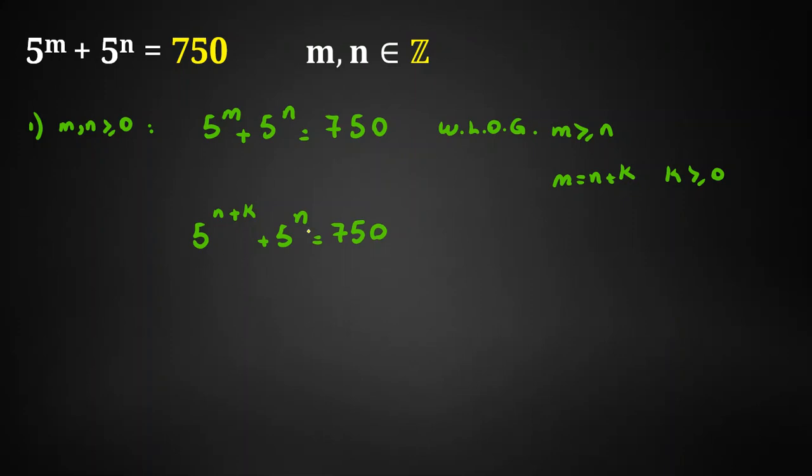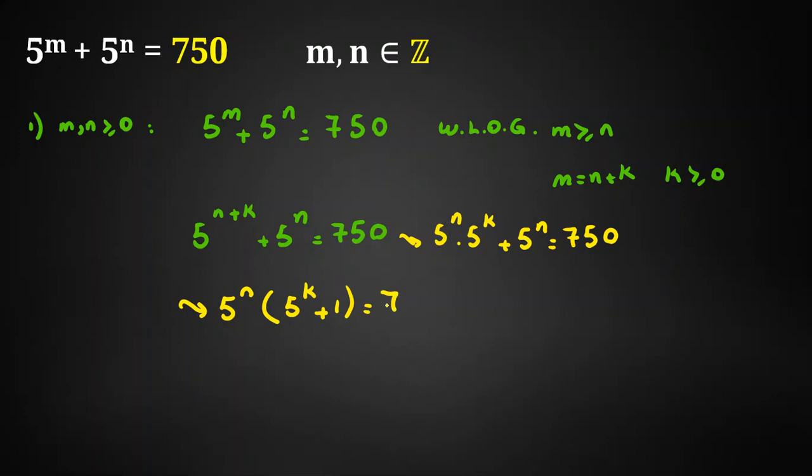Now, we know 5 to the n plus k is 5 to the n times 5 to the k, plus 5 to the n equals 750. Now, we write it as 5 to the n times (5 to the k plus 1) equals 750. If we prime factorize 750, it's 75 times 10. 75 is 25 times 3, and 10 is 5 times 2. So it will be 5 cubed times 3 times 2, which is 6.